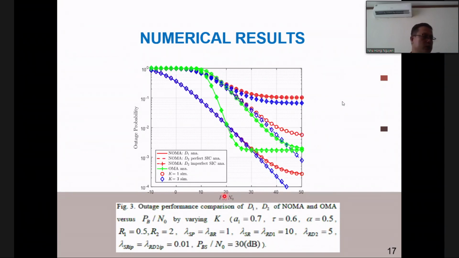In the figure, we compare the outage performance of D1 and D2 of NOMA and OMA with the energy power beacon noise variance, K equal 1 and K equal 3.